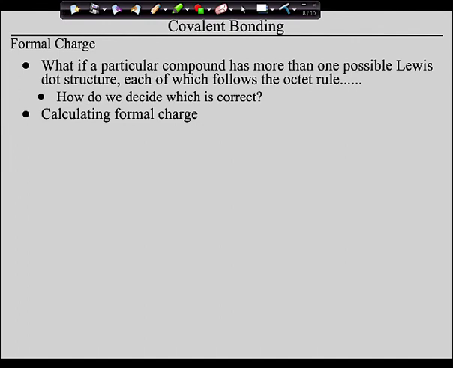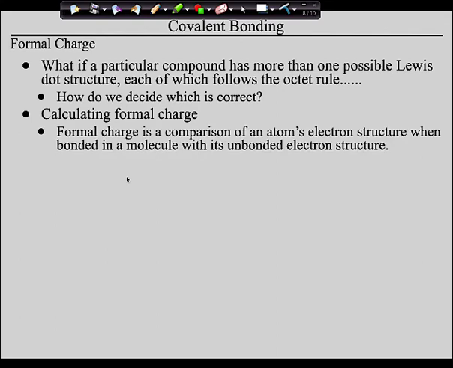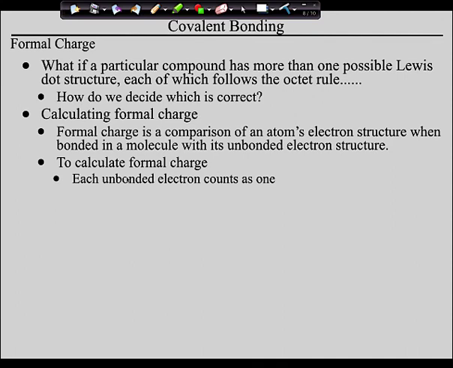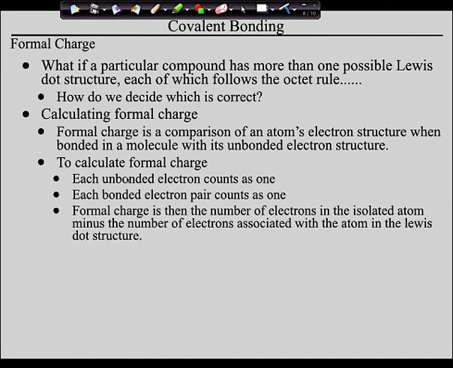So guys, don't write any of this down until we get to the bottom. So how do we calculate formal charge? Well guys, it goes like this. When we do formal charge, it's a comparison. It's a before and after snapshot of the marriage. So here's how you do it. Each unbonded electron counts as one. Each bonded electron pair counts as one, and then this is the equation. Write this down. Formal charge is the unbonded score minus the bonded score.